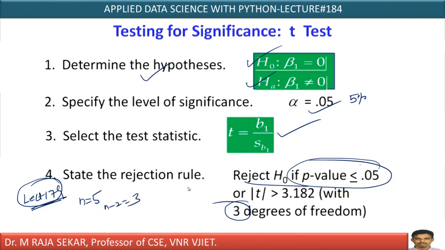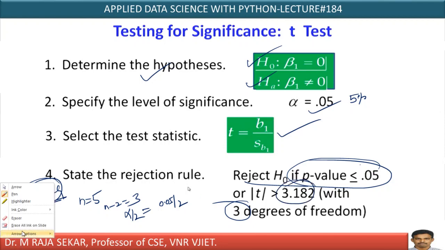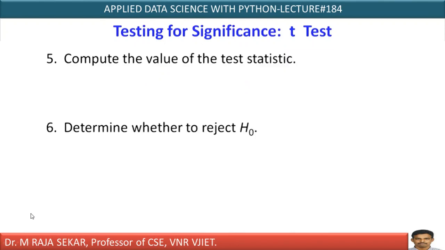It is a two-tailed test. In the alternative hypothesis you have the not-equal-to symbol, which means a two-tailed test, so you have to check alpha by 2. Alpha by 2 means 5%, that is 0.05 by 2. I will check that after a few minutes. Go to the t distribution table where you can find this 3.182. After a few seconds I will discuss it. Let me proceed further.